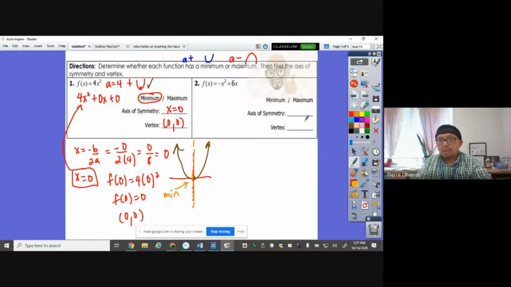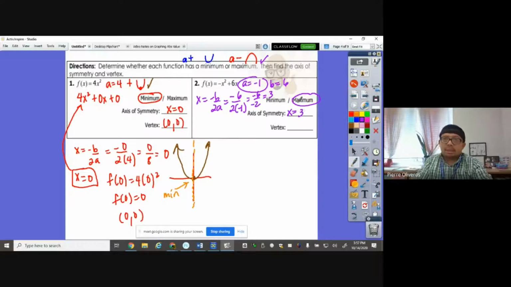Number 2. Here you see a is negative 1, b is equal to 6. Since a is negative 1, it opens downward, so it's going to be a maximum value. x equals negative b over 2a is the formula to find the axis of symmetry. Negative 6 over 2 times negative 1. This will become negative 6 over negative 2, which is positive 3. So therefore, x is equal to 3.